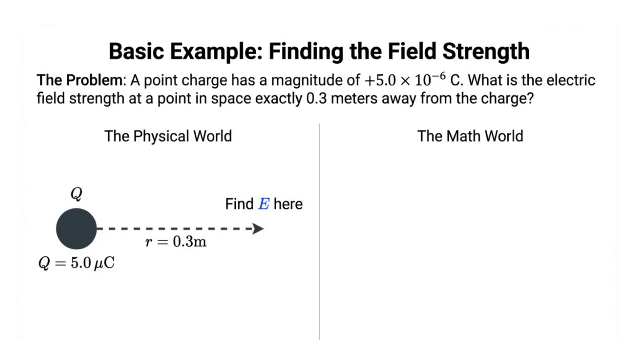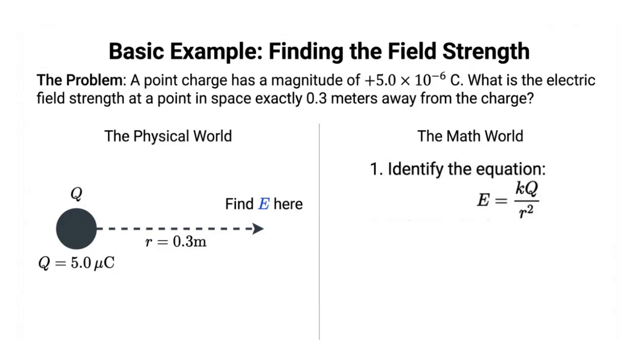Here, we have a point charge with a given magnitude, and we want to find the electric field strength at a specific distance from this charge. The diagram shows the charge as a circle labeled Q, with a magnitude of 5.0 microcoulombs, and the point where we want to find the electric field is 0.3 meters away. This sets up our problem in the physical world. Next, we will move on to the mathematical side to figure out how to calculate the electric field strength at that distance using the appropriate formulas and constants.